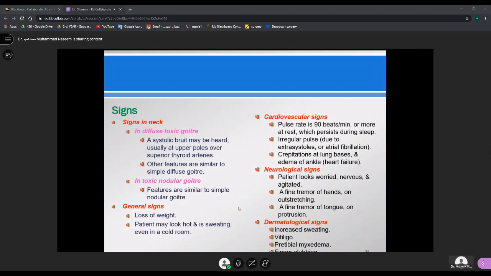Irregular pulse may be due to extrasystole or atrial fibrillation, or you can have crepitations at the lung bases and edema of the ankle due to heart failure. Neurological signs include the patient looking worried, nervous, and agitated. When you ask the patient to stretch both hands in front, you will notice a fine tremor. Similarly, when you ask the patient to protrude the tongue, it will start tremoring.